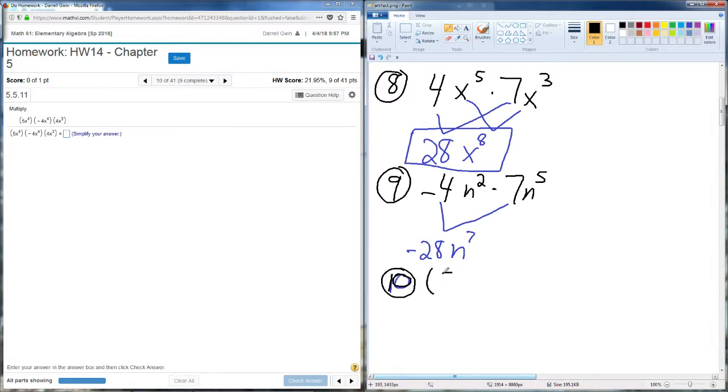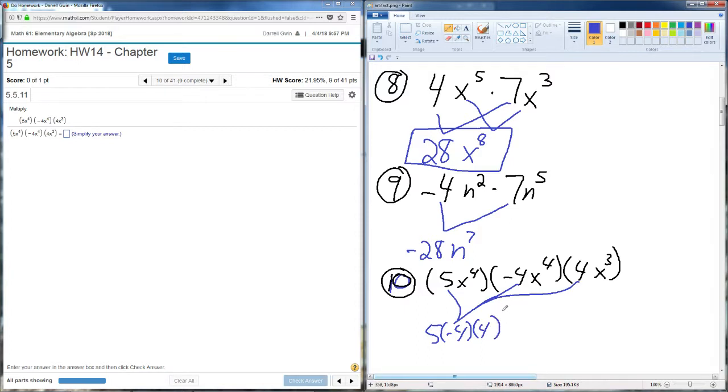It is 5x to the 4th times negative 4x to the 4th again times 4x to the 3rd. Alright, so what are we going to do? We're going to multiply, remove all parentheses, and then change the order in such a way where I multiply all the numbers together. 5 times negative 4 times 4, and I'm going to use a different color here, times x to the 4th times x to the 4th times x to the 3rd. So you see that all comes together.